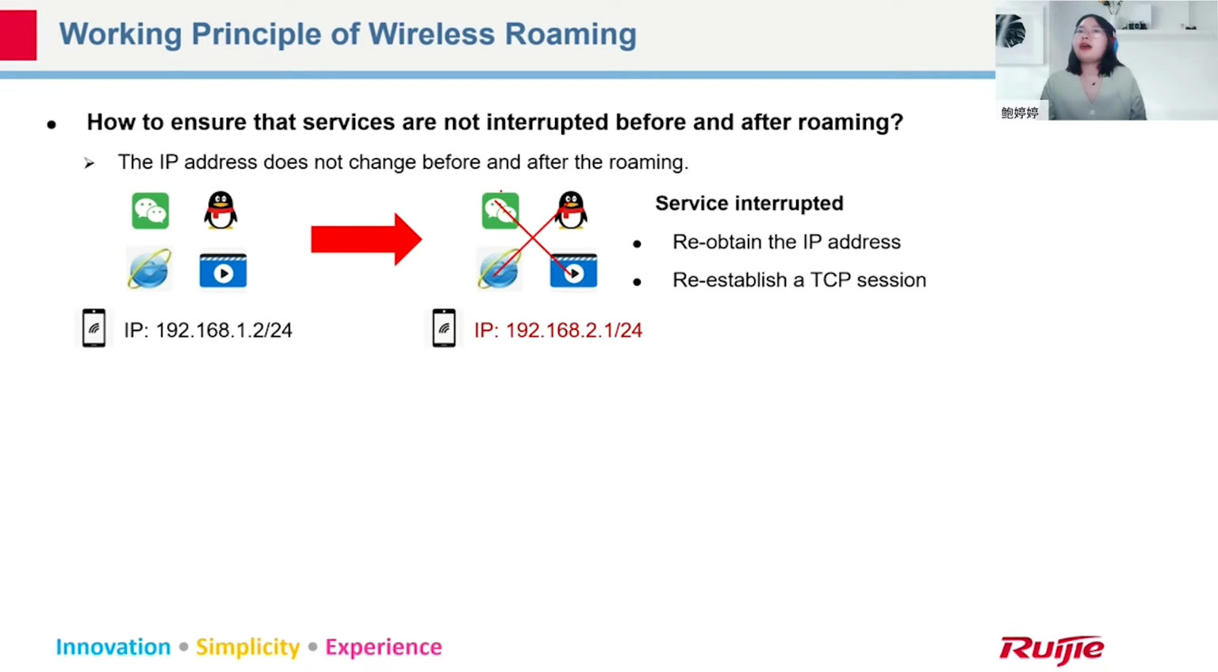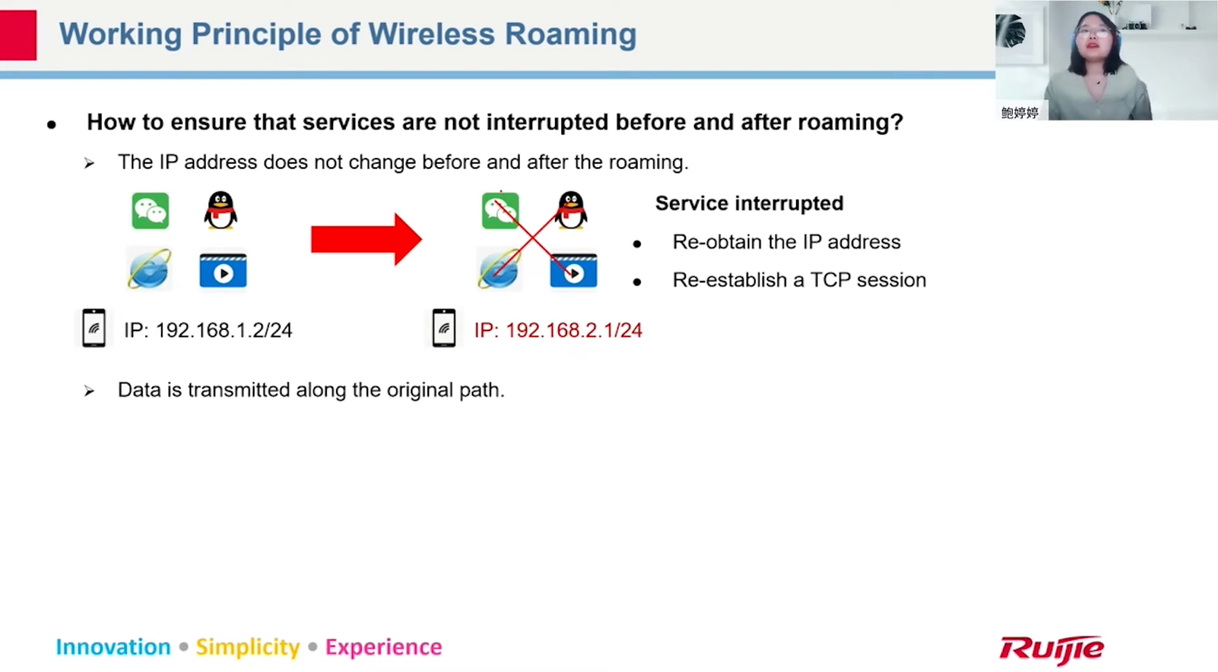After you get an IP address, you have to establish the TCP session because maybe several applications use the TCP to transfer the message. Before we establish the session successfully, all the traffic cannot be sent out. That means our resources stop here. And then this is the first one. We hope the IP address does not change before and after the roaming.